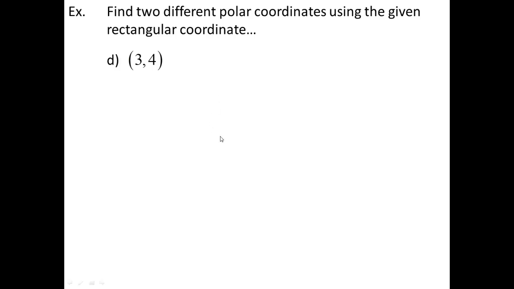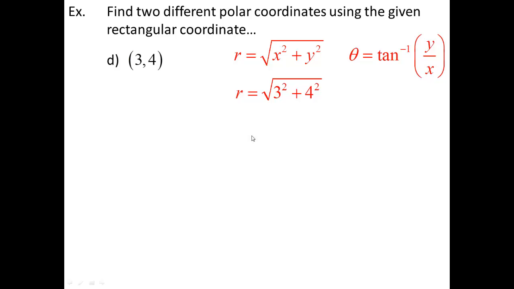And the last one, I've got 3, 4. I'll start with my radius, 3, 4. Well, that's just 3, 4, 5. Radius of 5. Then I'll go to my inverse tangent, 4 over 3. So here's a situation, 4 over 3. That is not going to be anywhere on the unit circle, so I can pull out my calculator.